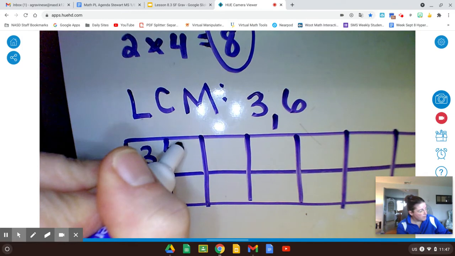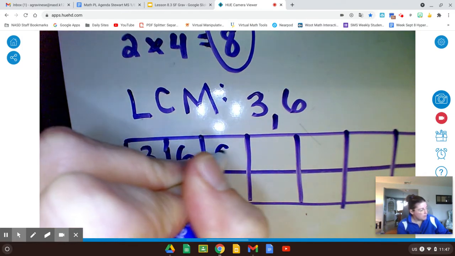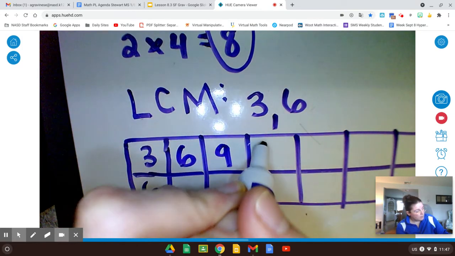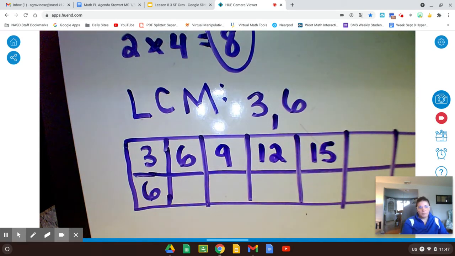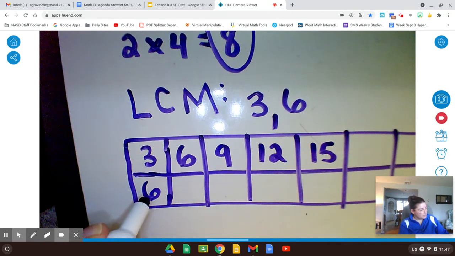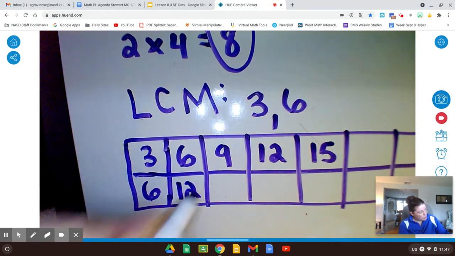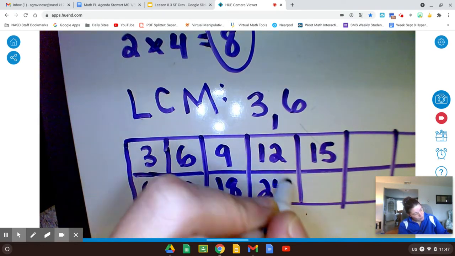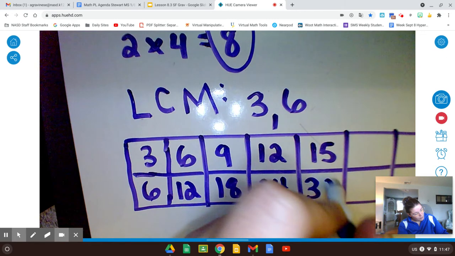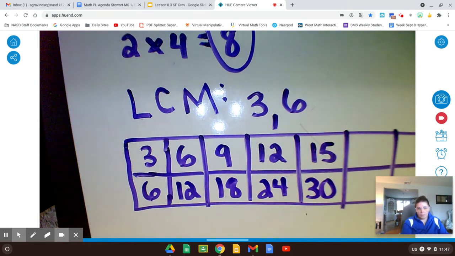3, 6, 9, 12, 15, and I can keep going. And now I'm going to count by 6s. 6, 12, 18, 24, 30, and I could keep going.